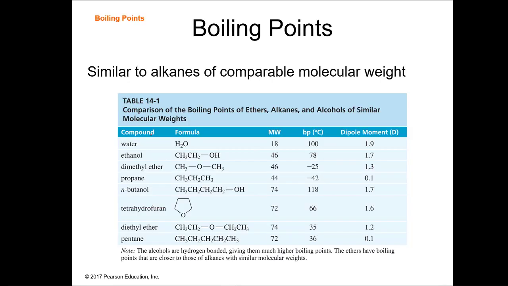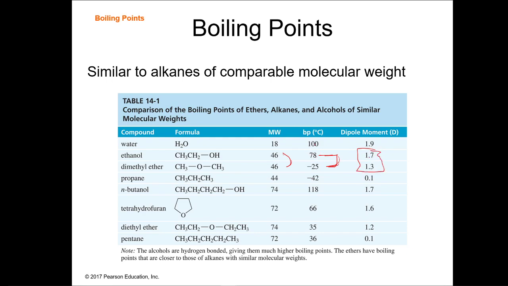However, ethers have relatively low boiling points. If we compare water, ethanol, and dimethyl ether: ethanol and dimethyl ether have the same molecular weight. These are constitutional isomers. There's a massive difference, almost 100-degree difference in boiling point, yet a similar dipole moment. So the polarity is not all that different.